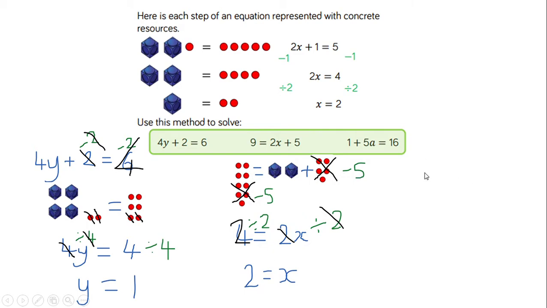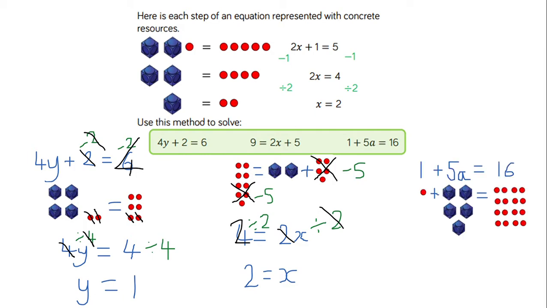Okay, and in this last one, I'm going to do this over here. 1 plus 5a equals 16. I'm going to show that with counters here. Okay, 1 plus 5a. This time the cube is representing a. I've got 5a equals 16.